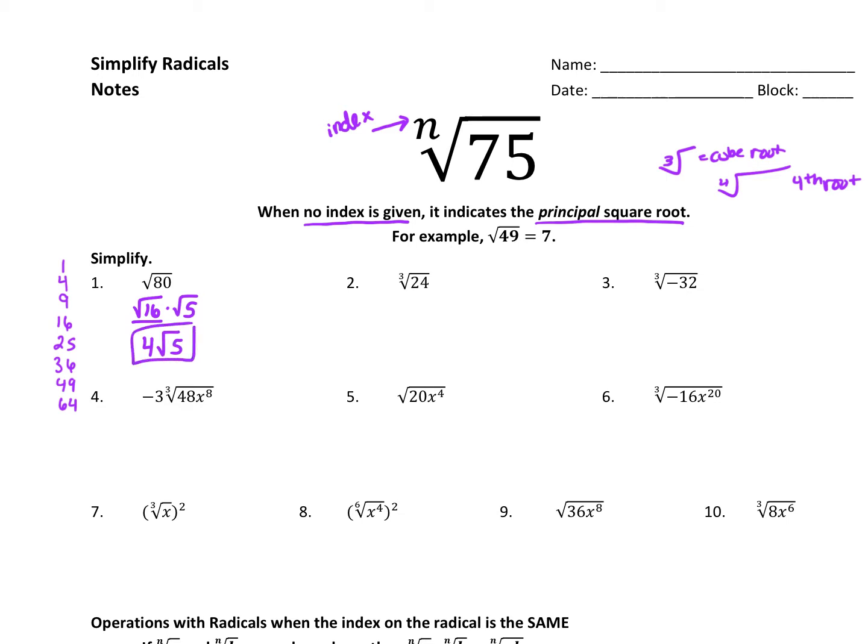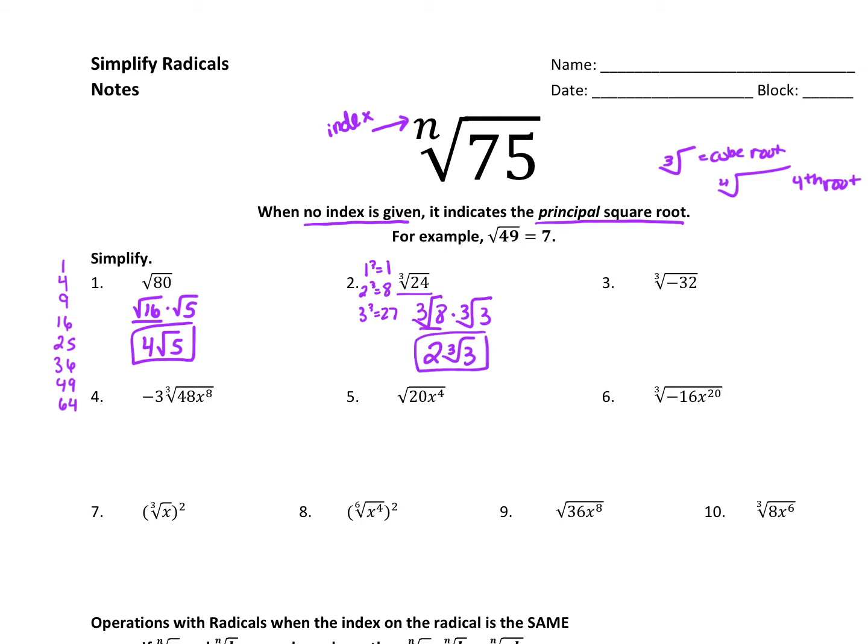Similarly, now with cube root, we need to think about perfect cubes. So 1 cubed is 1, 2 cubed is 8, 3 cubed is 27. Out of those numbers, the number that's going to go into 24 is 8. So the cube root of 8 times the cube root of 3, because 8 times 3 is 24. The cube root of 8 is 2, so the cube root of 24 simplifies to 2 cube root of 3.